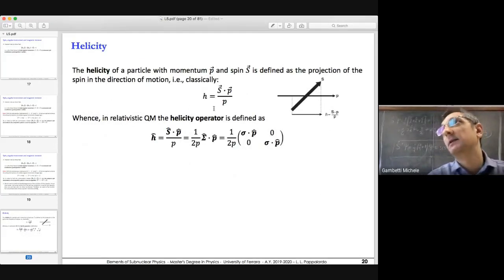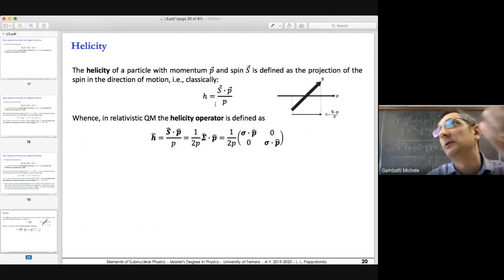So what is helicity? This you already know, of course, from the previous year. Helicity in general, and also classically, of a particle with momentum p and spin S is defined as the projection of the spin in the direction of motion. So you have the scalar product here divided by the modulus of p. Essentially h can take either plus or minus 1/2, the value of the spin. If this is the momentum vector and this is the spin vector, the helicity is just the projection of the spin vector in the direction of the momentum vector. It is defined in this simple way. Now this is the standard definition.